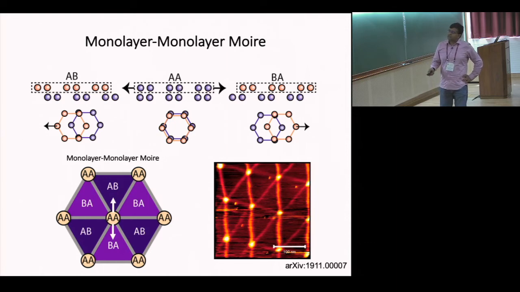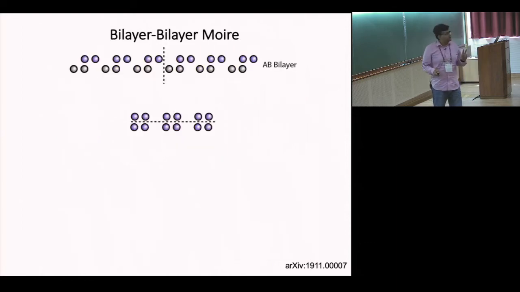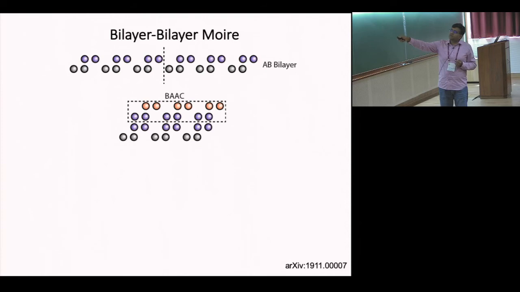Now let's play the same game, but let's play it with twisted double bilayer, not twisted bilayer. So here is an AB bilayer, and I'm going to cut it in two, and I'm going to stack the two on top of each other with a small twist angle. Now this corresponds to the AA region of twisted bilayer graphene, but in the case of twisted double bilayer graphene, if I just add the second layer on top, you see that what you get is BAAC, a quite different and interesting stacking orientation.